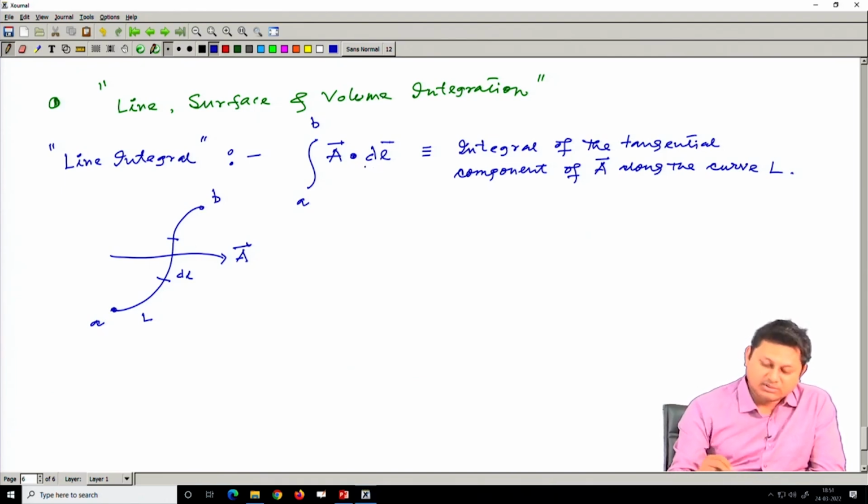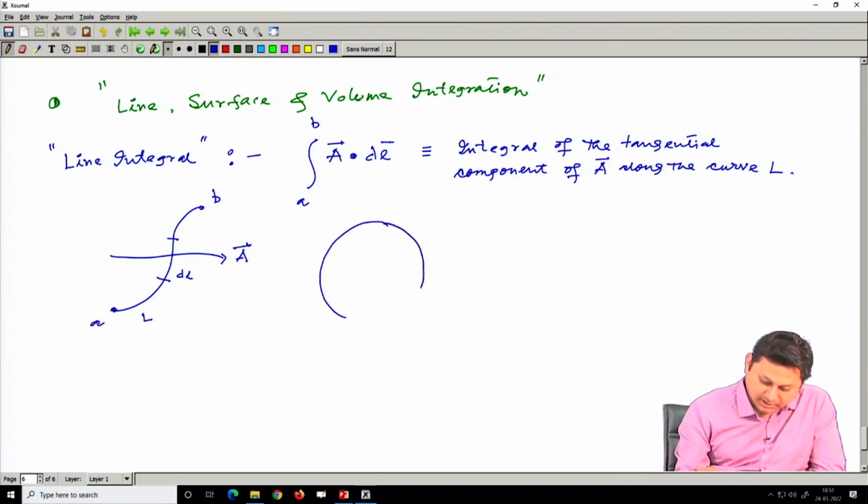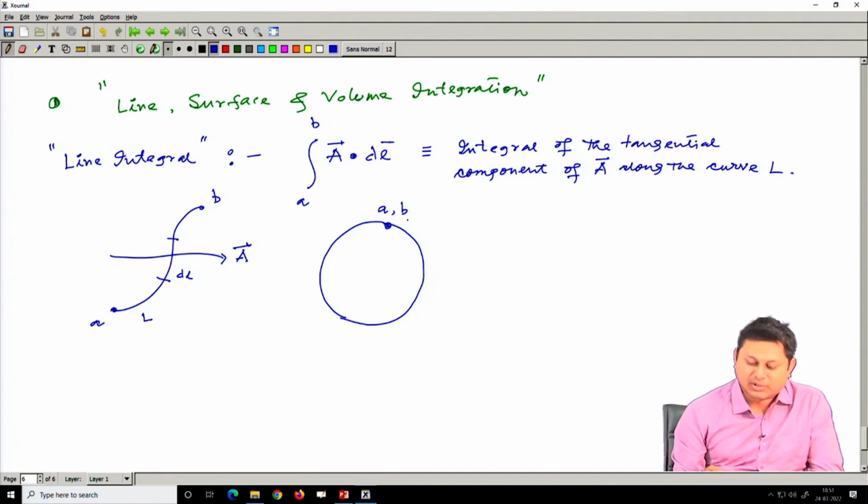So, what we are doing is integrating this. This is a vector, and I am calculating the component along this at each point and then I integrate. An interesting observation is that the line can also be closed. I can start from here and come back to this point. So here I am starting from A and I can come back to the same point, where A and B are the same points.